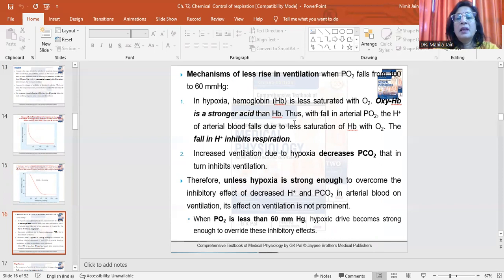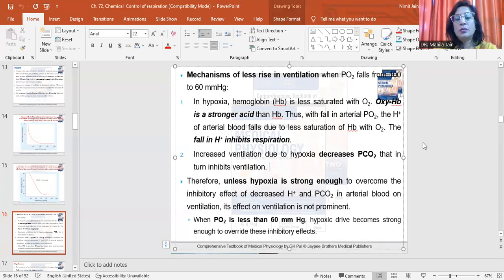In hypoxia, hemoglobin is less saturated with oxygen. So oxyhemoglobin is a stronger acid than hemoglobin. So with fall in the arterial PO2, the H-ion of the arterial blood falls due to less saturation of hemoglobin with oxygen, and the fall in H-ion inhibits the respiration. So whenever there is a fall in H-ion, it inhibits the respiration.